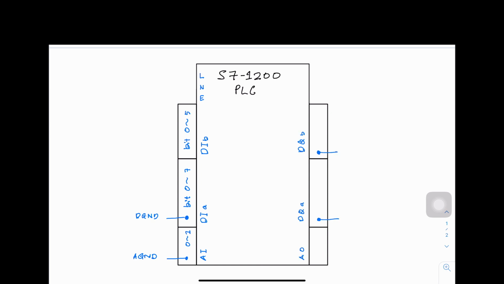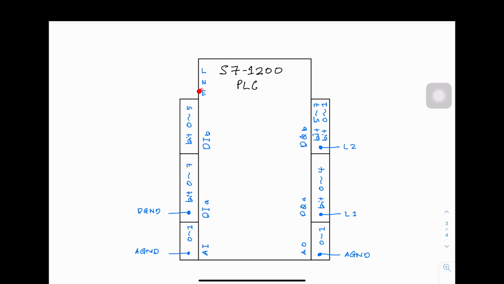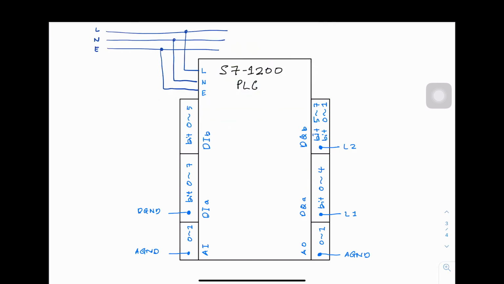Observe that we have D ground, which stands for digital ground, we have A ground, which stands for analog ground, and we have L1 and L2 for supplying 2 types of live terminal. The live, neutral, and earth terminal should be wired to 240 VAC line. The good thing about S7-1200 PLC is it has a built-in power supply, and that built-in power supply provides the positive 24 volt DC output.